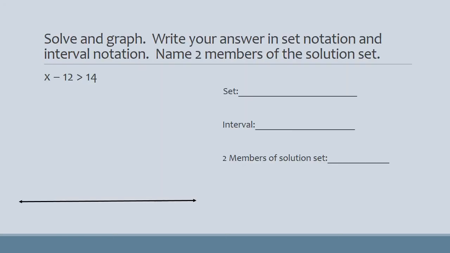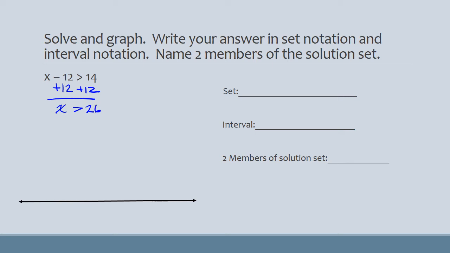Right, so let's look at how we're going to solve. Now I said that we're going to solve the same way we would solve an equation. So this is just like a one-step equation. So I'm going to add 12 to both sides, and I'm going to get x is greater than 26. Okay.